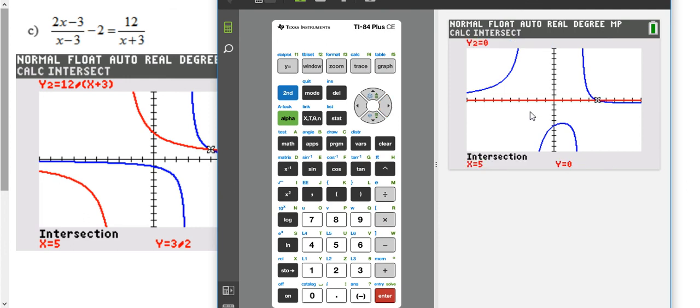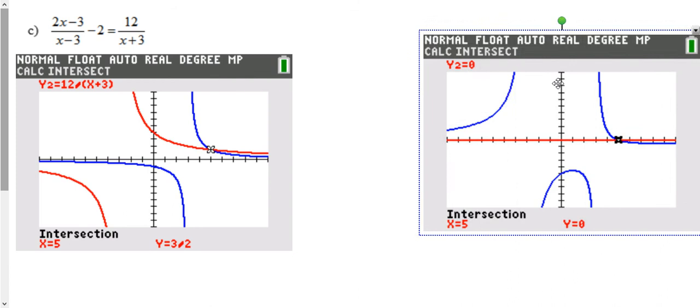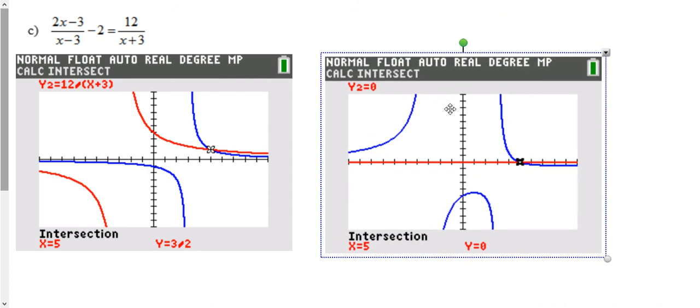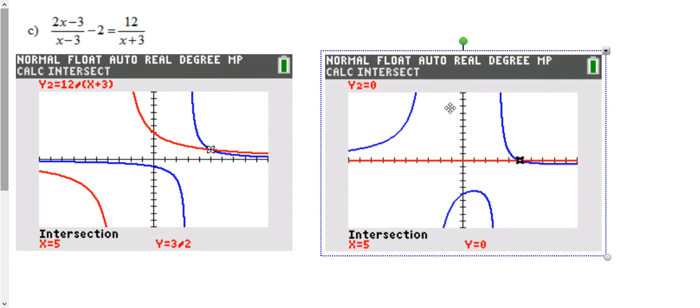And again, it should be the same. So right now you have two different ways to get to the exact same solution. There we go.